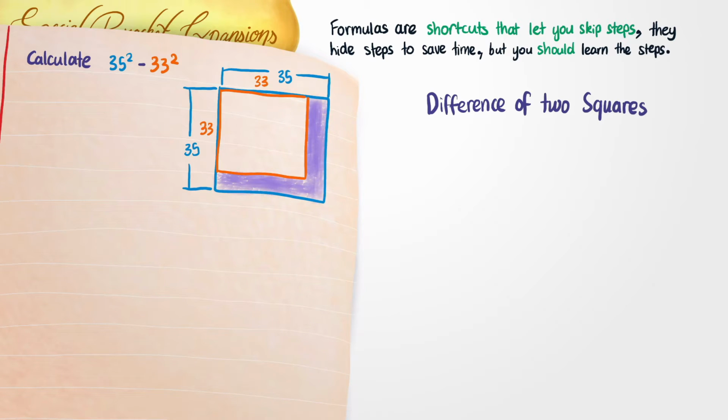Now, one perfectly fine way to do this is to figure out what 35 squared is, and figure out what 33 squared is, and then subtract them from each other. But if we look at this space over here, we can actually rearrange it into a simpler shape that's going to be much easier to find the area of.